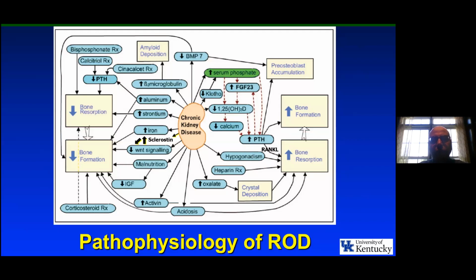The majority of our CKD patients have either increased bone turnover, high turnover bone disease, or low turnover bone disease. High turnover bone disease is usually associated with increased bone resorption and also increased bone formation, but the increased bone resorption is much higher compared to the increased bone formation. On the other hand, they might have low turnover bone disease, which is usually associated with low bone formation and also low bone resorption. So what is the mechanism behind this?